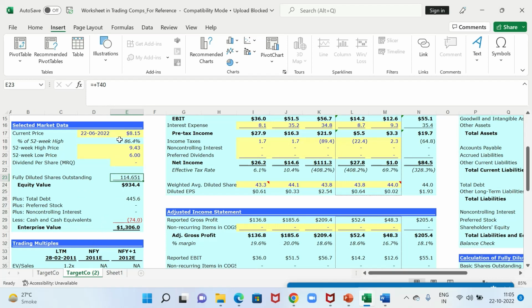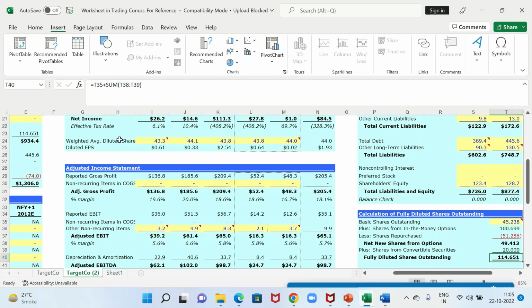On the right we are doing all the working. Manual entry is all on the right, and on the left it is just linking to give you a summary of everything.